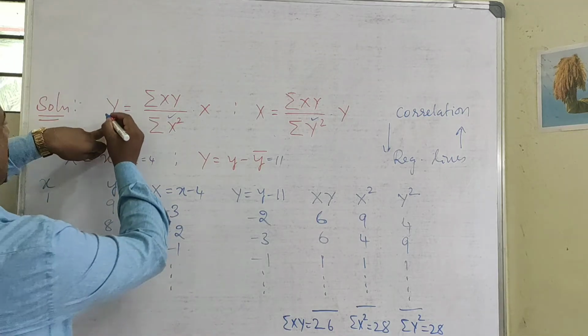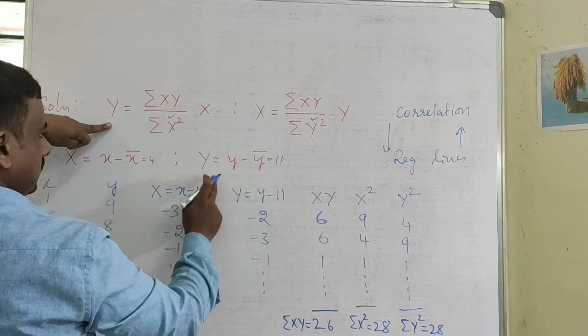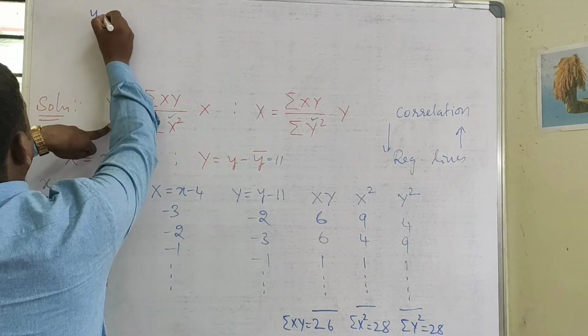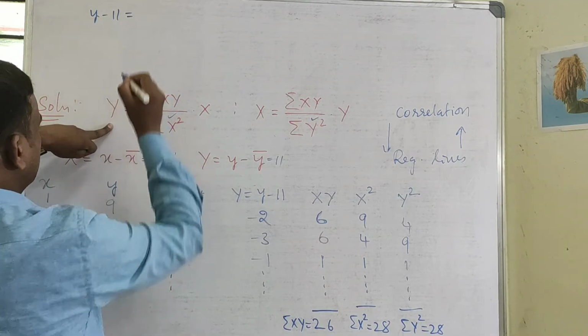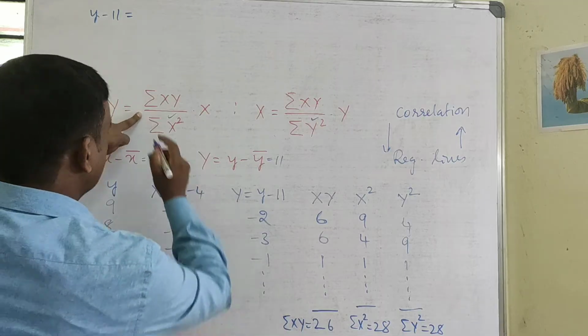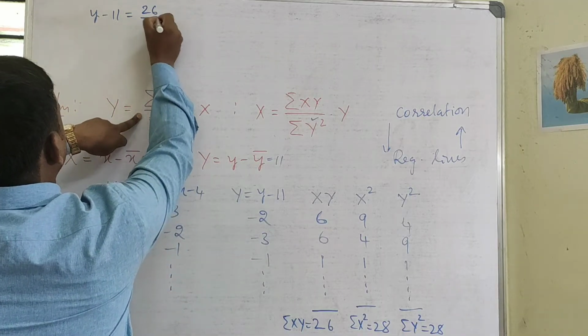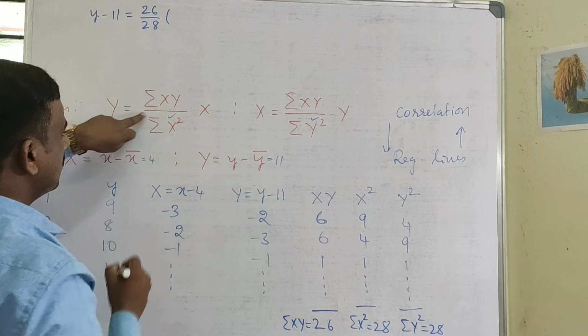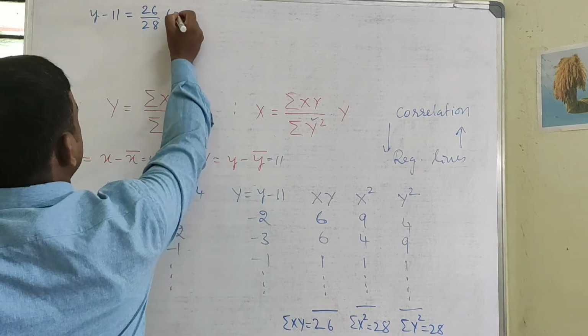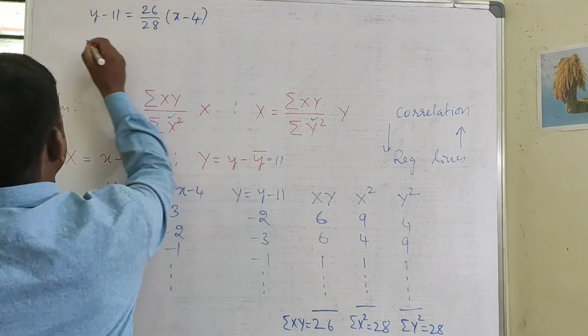For this one, capital Y, that is small y minus 11, equals summation XY 26 divided by 28 into capital X, that is x minus 4. If you simplify this, you will get y equals 0.93x plus 0.93 minus 11 plus 28 plus 26 plus 4.